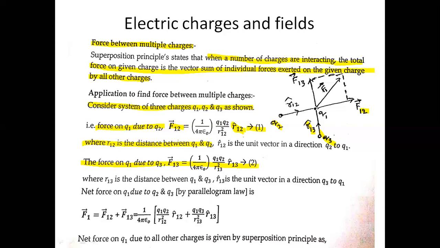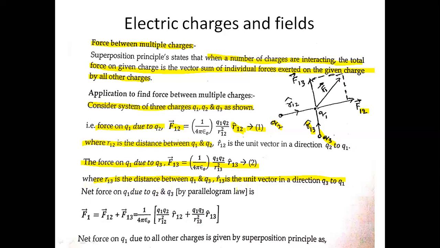So F13, with the vector symbol, is equal to 1 divided by 4 pi epsilon naught, Q1 Q3 over R13 square, R13 cap. Here, cap denotes the unit vector. A unit vector is the one which has a single magnitude. We have taken this as equation number 2. Here R13 is the distance between Q1 and Q3, and R13 cap is the unit vector in the direction from Q3 to Q1. The cap shows the direction; the vector itself has both the magnitude and the direction.